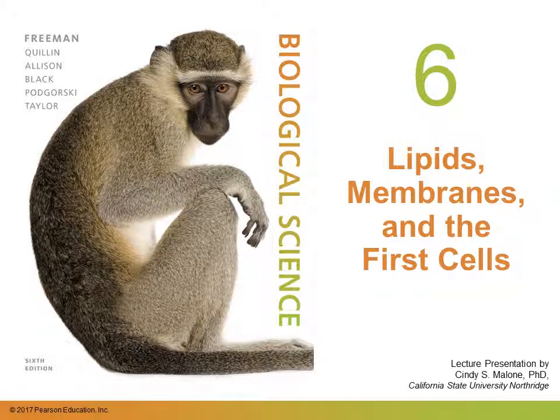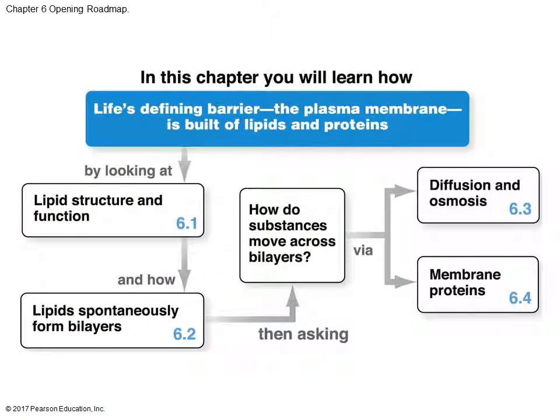Chapter 6: Lipids, Membranes, and the First Cell. In this chapter, we're going to talk about lipid structure and function, and talk about lipids and how they can spontaneously form, and how they move, and then we'll talk about how substances move across bilayers. In other words, we'll focus on diffusion and osmosis, and then look at membrane proteins that facilitate diffusion.